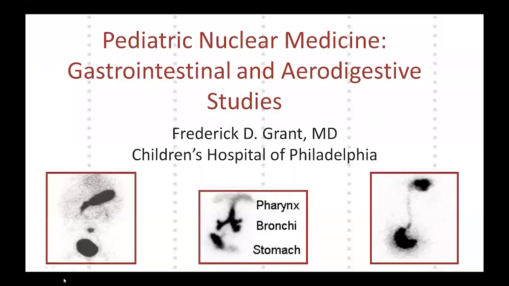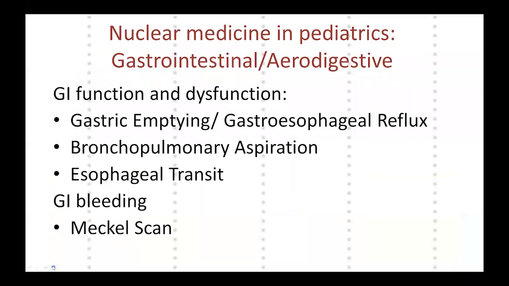Hello. This lecture will review gastrointestinal and aerodigestive studies in pediatric nuclear medicine. Specifically, we will look at GI function and dysfunction as assessed with a gastric emptying study, which also can assess for gastroesophageal reflux. We will look at bronchopulmonary aspiration, esophageal transit, and GI bleeding using a Meckel scan.